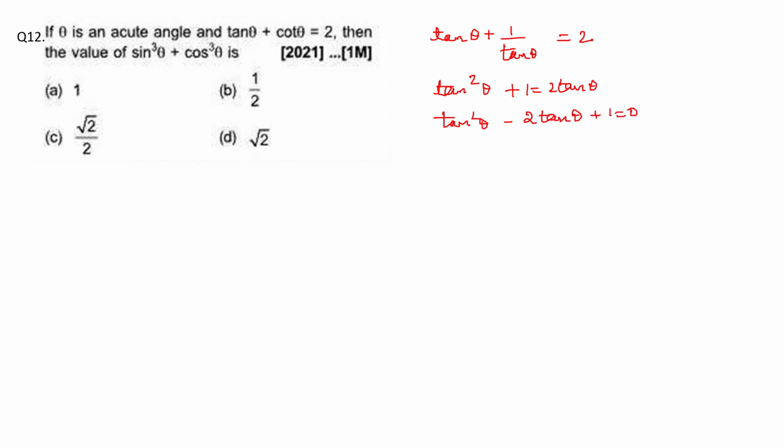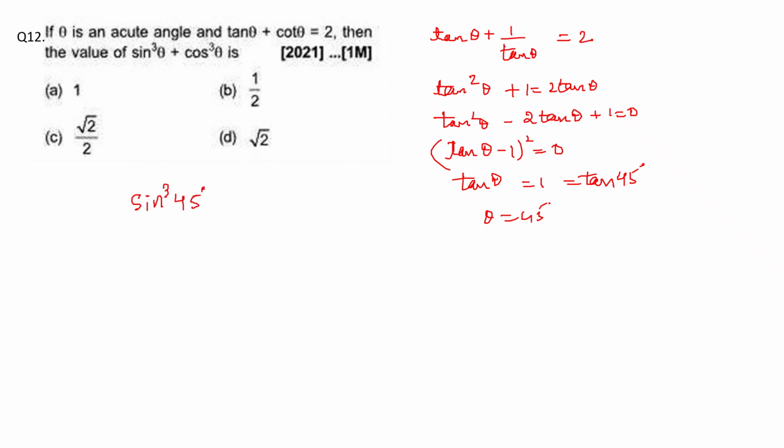So it's an identity. It is in the form of a square minus 2ab plus b square. So tan theta minus 1 whole square is equal to 0. So from here you will get tan theta as 1. So theta is 45 degree because 1 is tan 45, right? So from here we will get theta as 45. Now substitute the value of theta as 45.